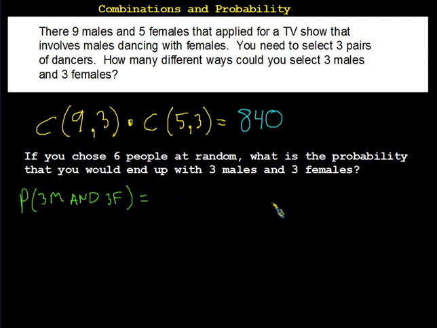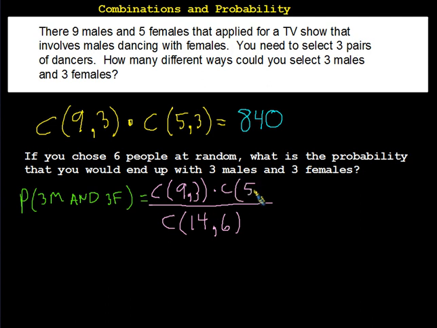So first, on the bottom, we'll do the new thing, and that is figuring out how many ways could we select 6 people from the 14. And we do that by saying C(14,6). That gives us the total number of ways that we could select 6 people from the 14. And then on top we do the C(9,3), and we multiply that times the C(5,3), and then we'll get a fraction, and we could turn that into a decimal or a percent, and that would be our probability. Let's go ahead and take a look and see what that looks like.